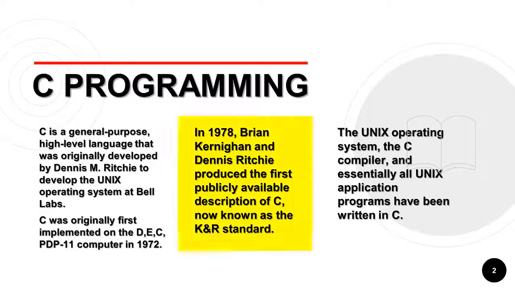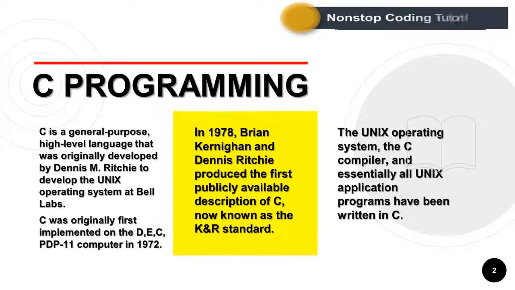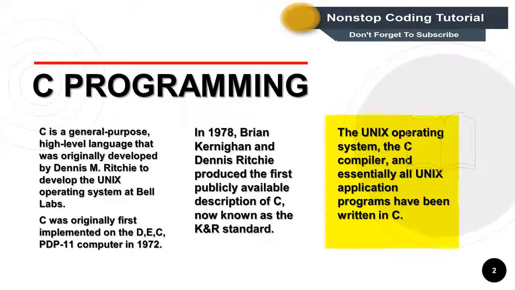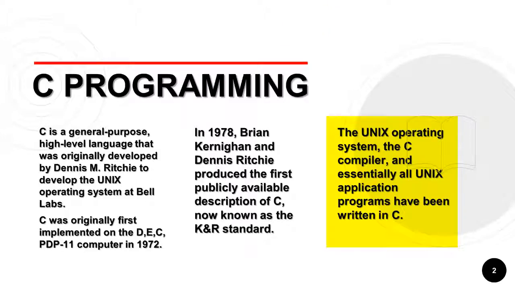In 1978, Brian Kernighan and Dennis Ritchie produced the first publicly available description of C, now known as the K&R standard. The Unix operating system, the C compiler, and essentially all Unix application programs have been written in C.